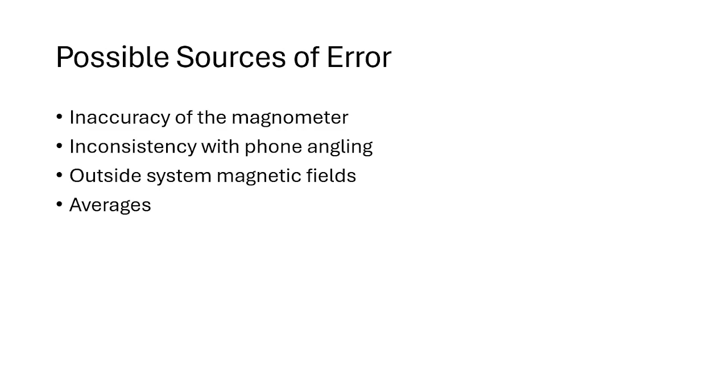Some possible sources of error are the inaccuracy of the magnetometer, so some of the readings can be inaccurate. Inconsistency with phone angling: sometimes we didn't angle the phone as accurately as we wanted to. Other outside system magnetic fields and averages. A lot of the data we used were averages of multiple trials. One particular one I saw was in the NRR vector. The average I found was different from the one that I calculated, so that could throw off some data.